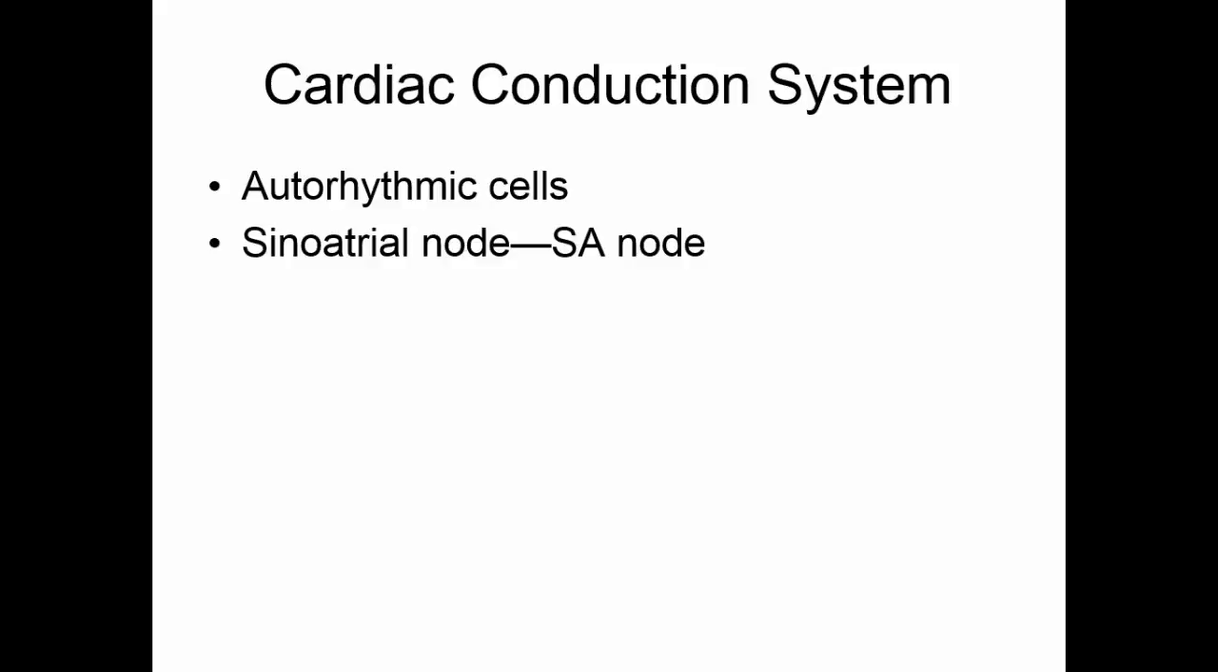The heart contracts without us thinking about it. This is because of the cardiac conduction system. Some of the cardiac muscle cells are what we call autorhythmic. That is, they can depolarize without being told to. One group of these cells is known as the sinoatrial node or the SA node. Then we have another cluster called the atrioventricular node or the AV node.